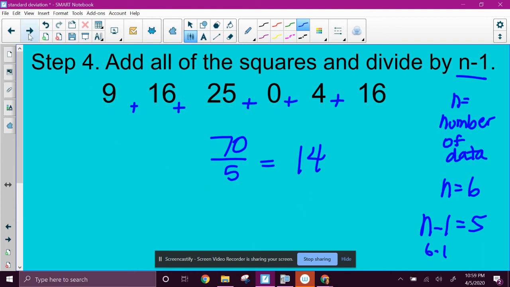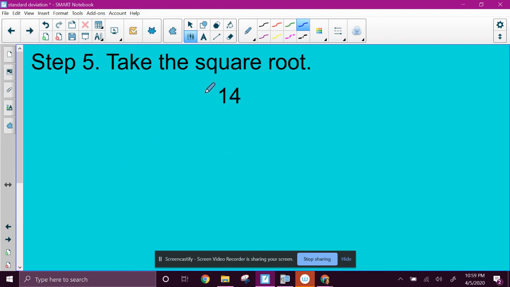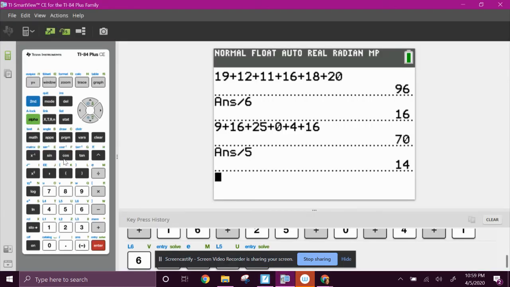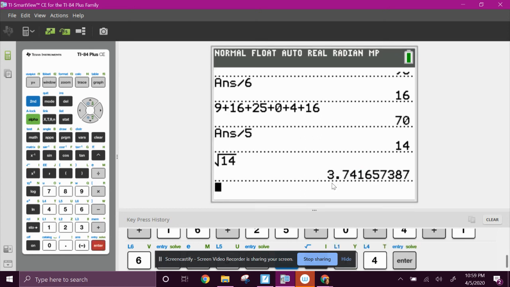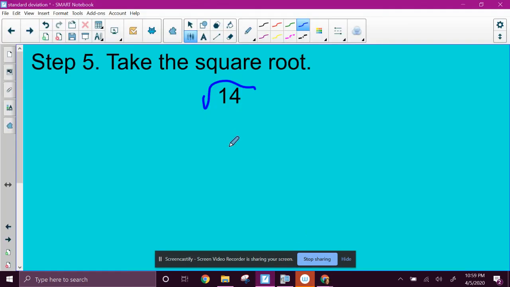And here's the very last step. The very last step is you take the square root. So we want to take the square root of 14. So back to my calculator, because that's not a perfect square. To take the square root, remember you just hit the second button and x squared here, or you can do it on your phone or whatever calculator you have. So this one is going to be 3.74. I'm just going to round that. So the standard deviation is approximately 3.74, and this is a very low number.